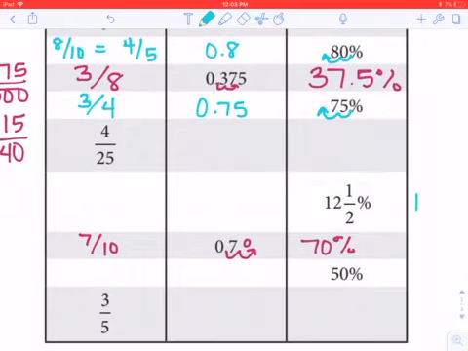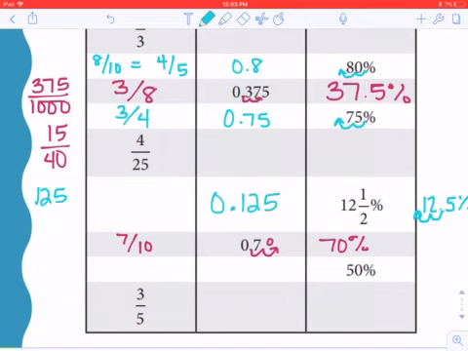12.5%, I'm going to move the decimal 2 spaces to the left, and it makes it 0.125, which is 125 over 1,000. Let's see, 1,000 divided by 125 is 8. So this is 1/8. 50% is one that y'all should know. 0.5 and 1/2.